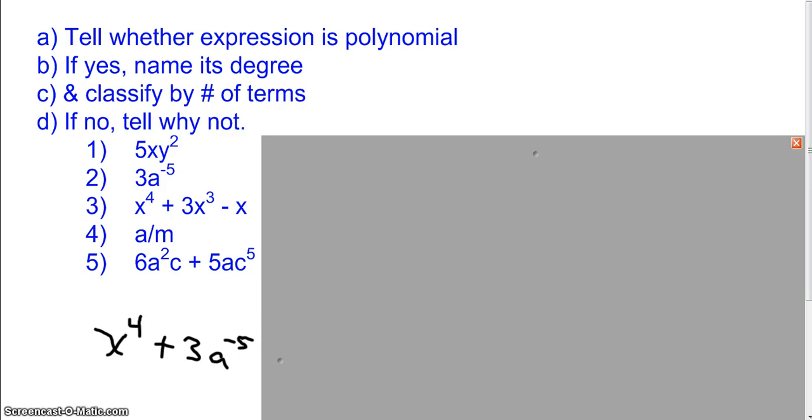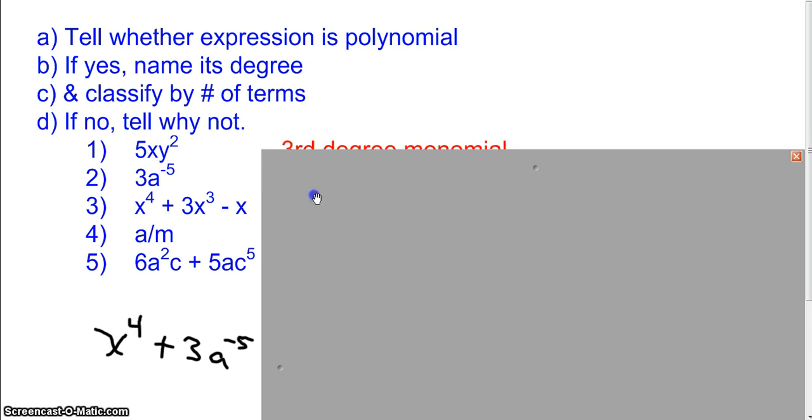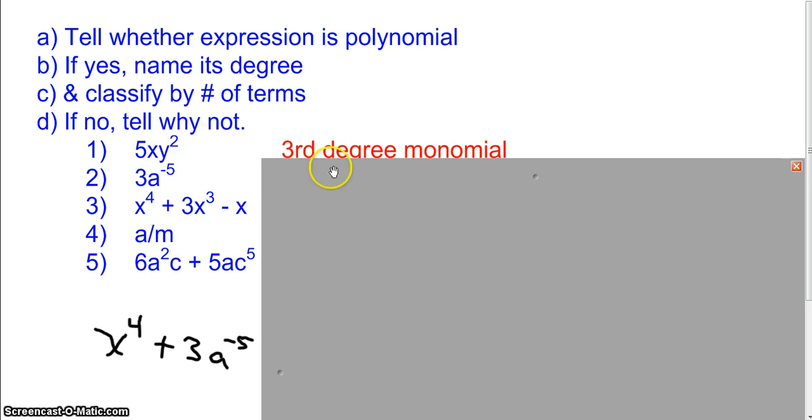But is every polynomial a monomial? No. So it's kind of like square and rectangle, right? And what is the degree of this polynomial? Third degree, good, because x has an exponent of 1, right? 5 would have an exponent of 0, I suppose, if it had a variable. It's a constant, so it doesn't have a degree, okay?